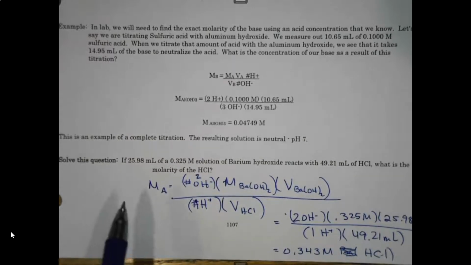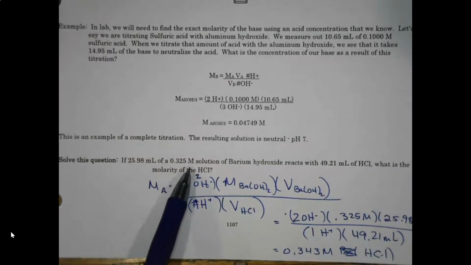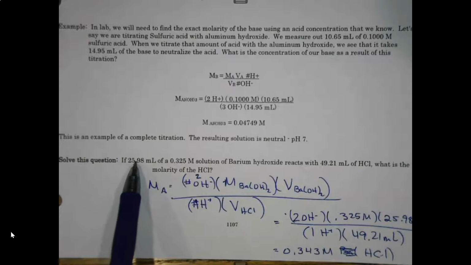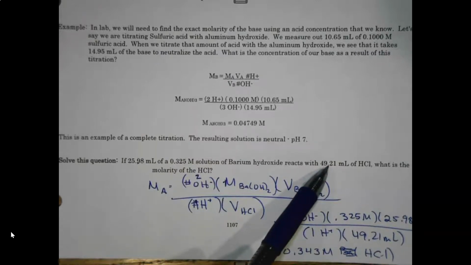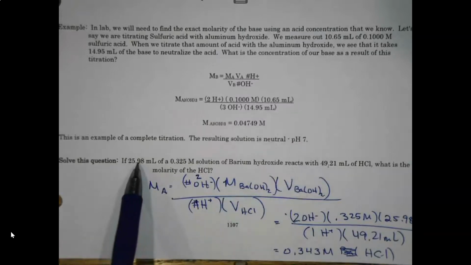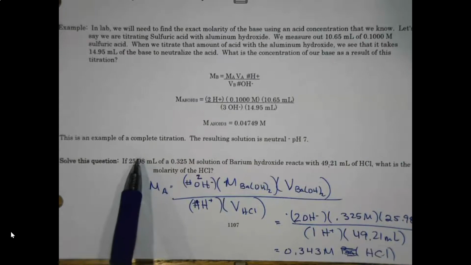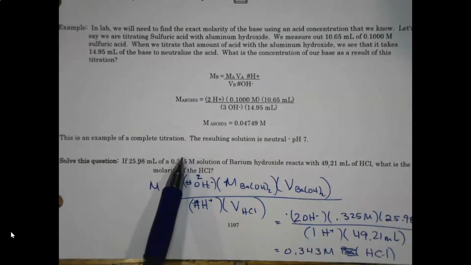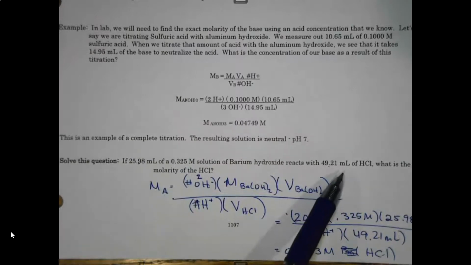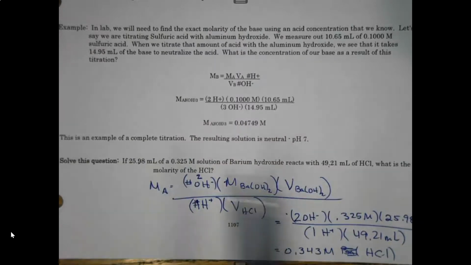And that hopefully makes sense because you have less milliliters of barium hydroxide involved than you do HCl. And so it would make sense because barium hydroxide has 2 OHs. So for every 1 milliliter of base, you're delivering 2 moles of OH minus. So it makes sense that it's going to take more HCl to equal that out. So there's the idea of titration equations.